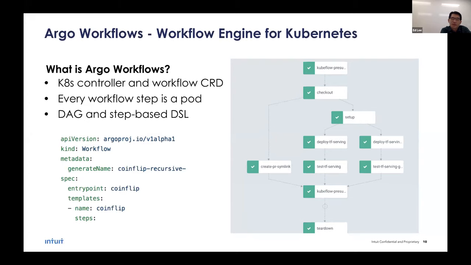It also allows you to specify workflows in two different ways. You could specify it in a step-based, sequential, fork-join parallelism type of fashion, or you could specify arbitrary DAGs. And the DAG form is particularly popular with folks using Argo Workflows for machine learning, for example.